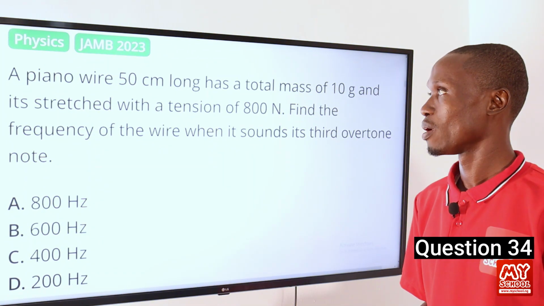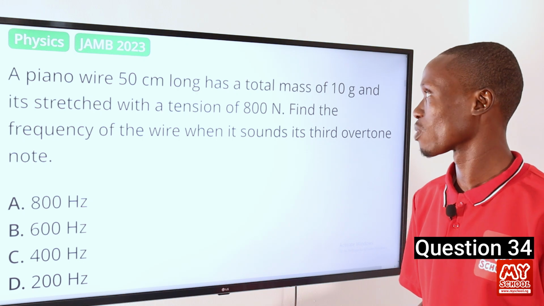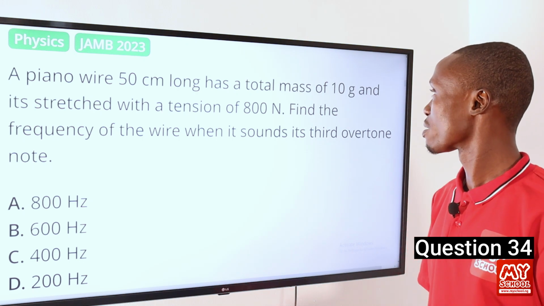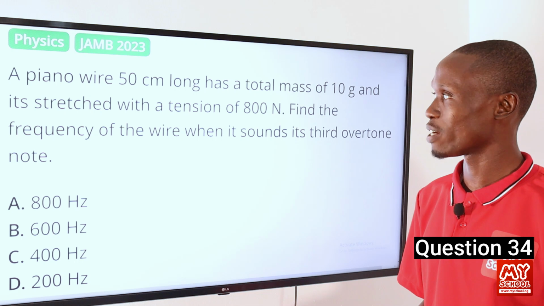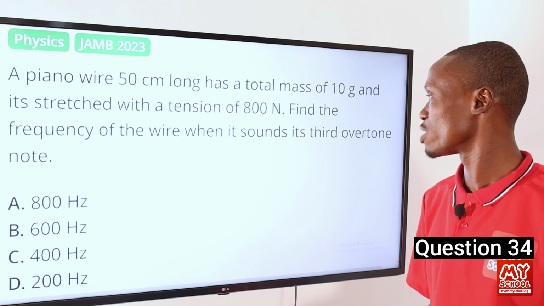Question 34. A piano wire 50 centimeter long has a total mass of 10 gram and it is stretched with a tension of 800 Newton.